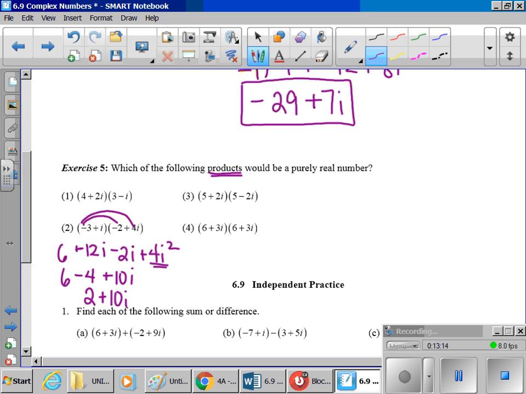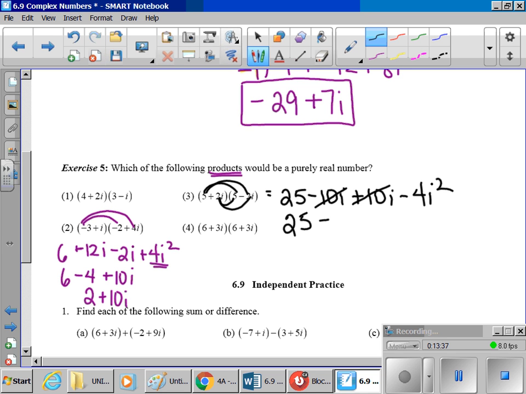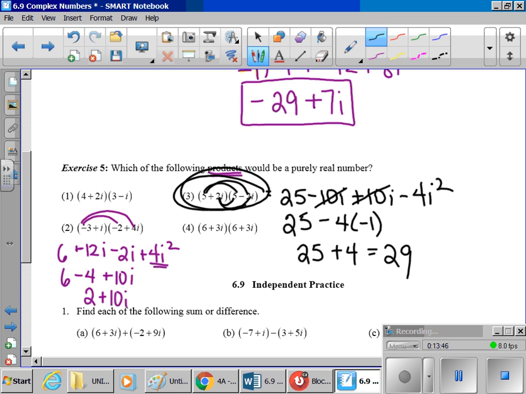So you're going to check all of these until you get to number 3. And number 3 is a little bit different because when you do these, you get 25 minus 10i plus 10i minus 4i squared. So this becomes 25. These two cancel. Minus 4 times negative 1. So it becomes 25 plus 4, which is 29. So there's my answer. All right, those two are called conjugates.